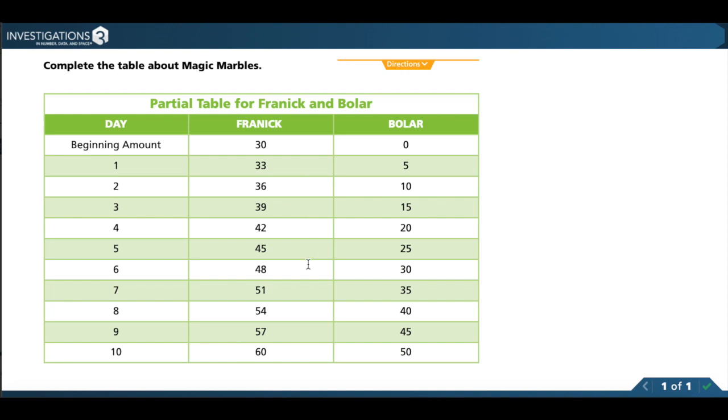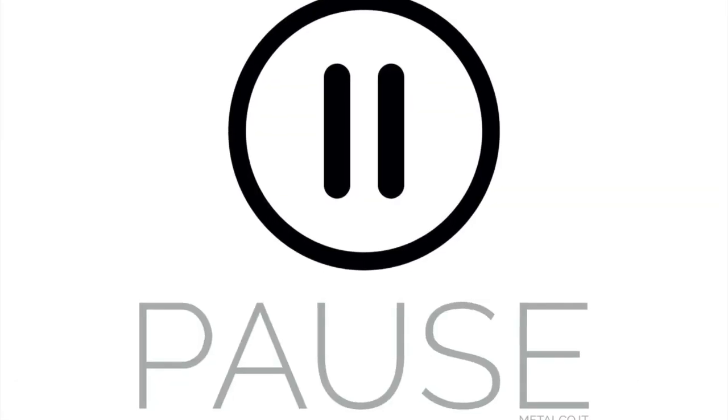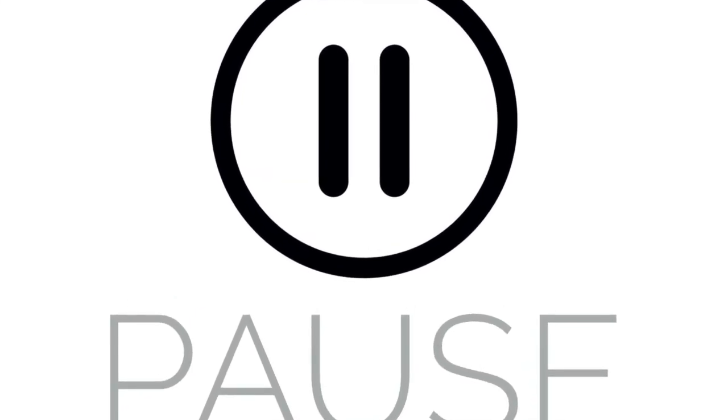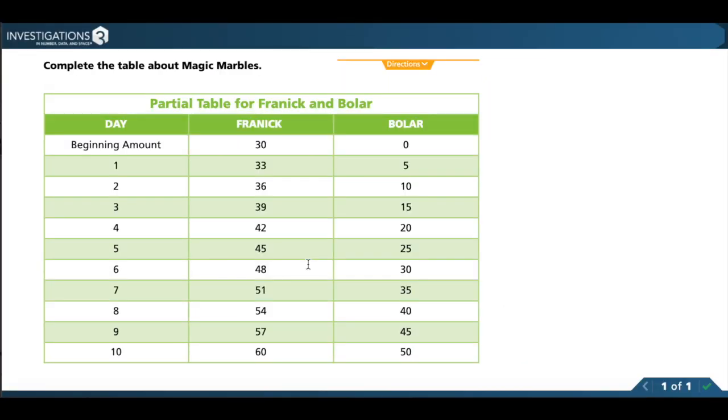Give me a prediction. Do you think that Bolar is going to have more or less than Franek after the 20th night? What do you think is going to happen in the next 10 days? So what I want you to do is, with your prediction, I want you to comment in the chat bar of this assignment, and I want you to say what is a prediction that you have for the amount of marbles that Franek and Bolar has after 20 days. Who's going to have more? Who's going to have less? Give me a prediction.